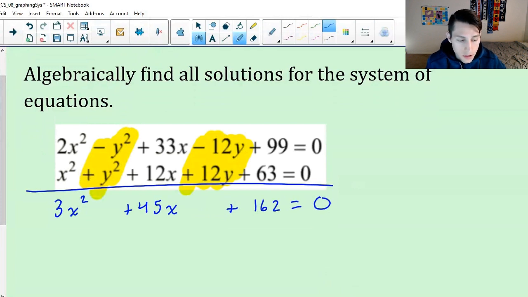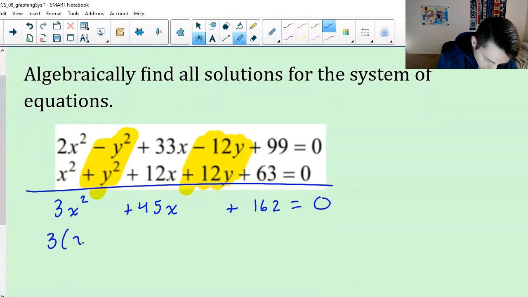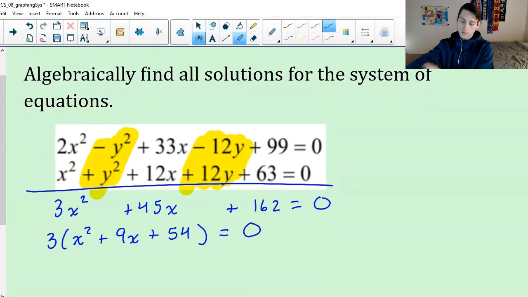After that, now we're just trying to solve this equation, right? 3x squared plus 45x plus 162. Okay, so I think I can factor all these, or I can pull out a GCF at least. x squared plus 9x plus, let's see, what's 162 divided by 3? 54. Equals 0.